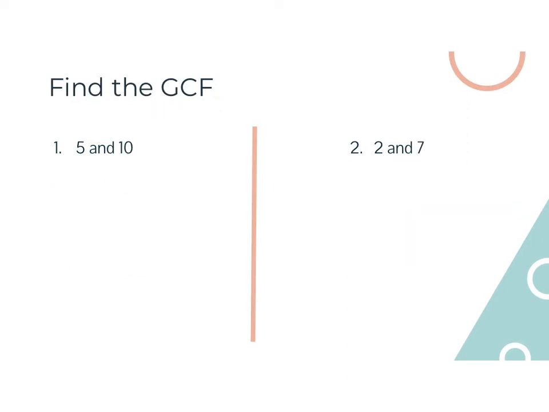Let's talk about 5 and 10. Factors of 5 are just 1 and 5. Those are the only two things that multiply together to give me 5. Factors of 10, I have 1, 2, 5, and 10, because 1 times 10 gives me 10, and 2 times 5 gives me 10. So the GCF is 5.